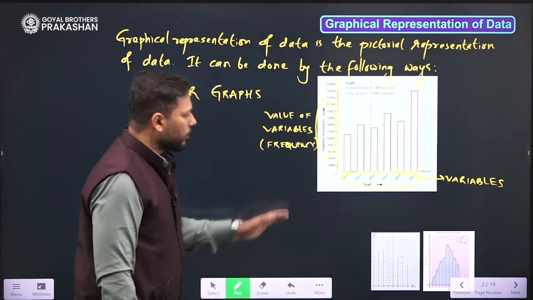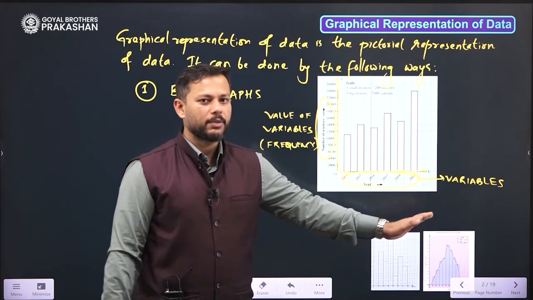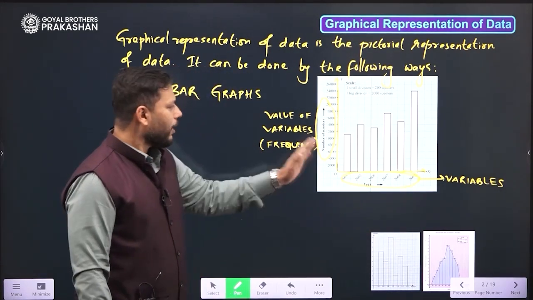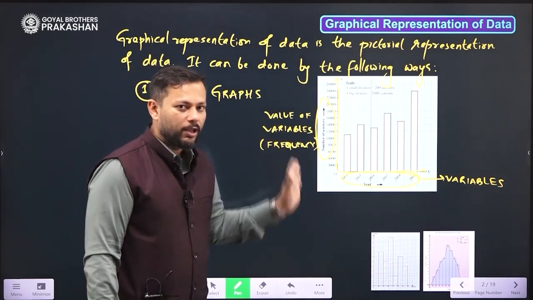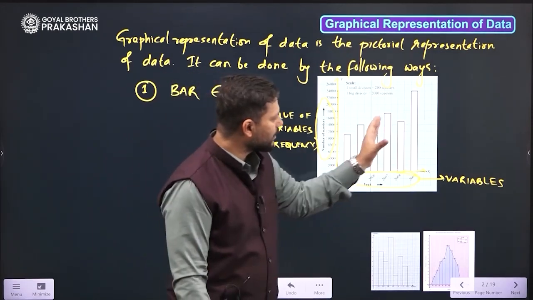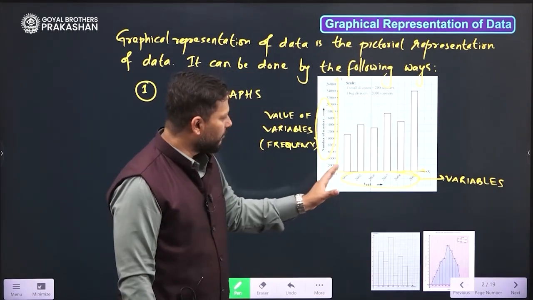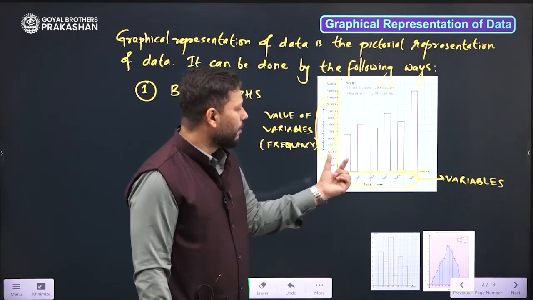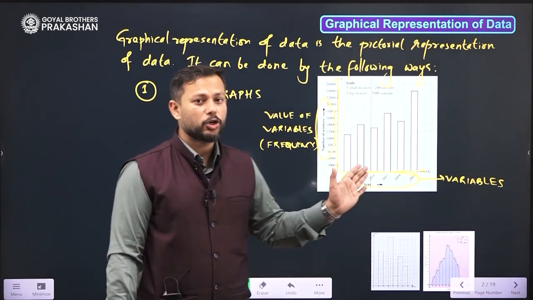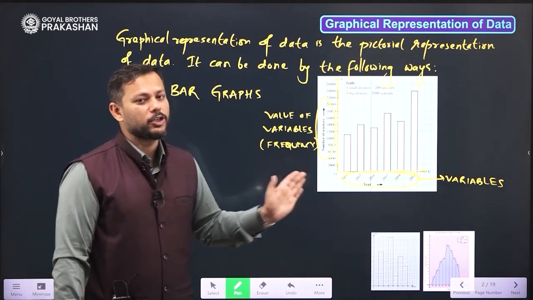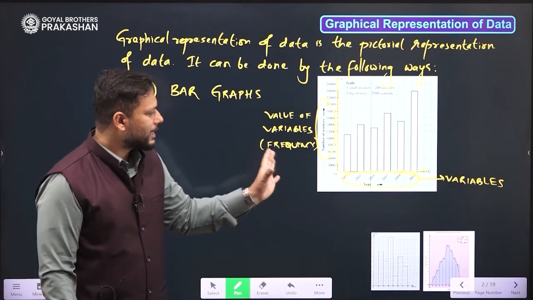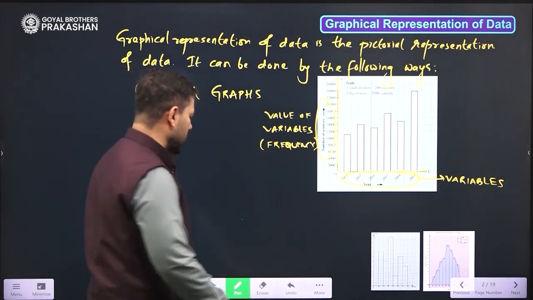Are we getting it? We always try to write the variables or the parameters given in the question on the x-axis, that is the horizontal one, and on the y-axis we put the frequency or the value of the variable. Here you can see some rectangular bars with varying heights, but the same width. So this is the bar graph representation of data. We will discuss it later in brief, but this is how it looks. I hope this is clear to you.